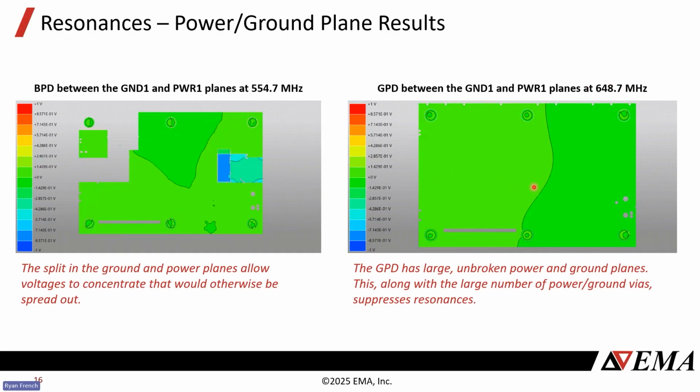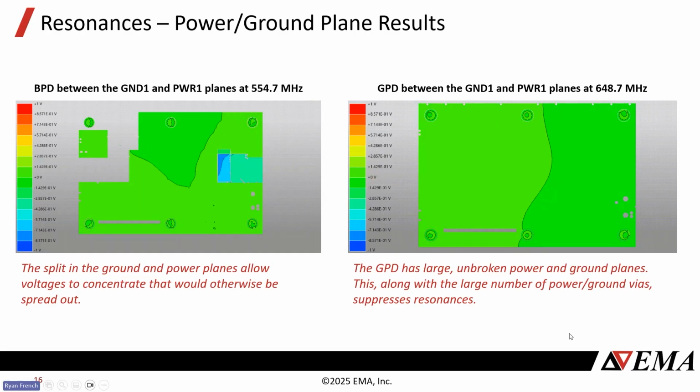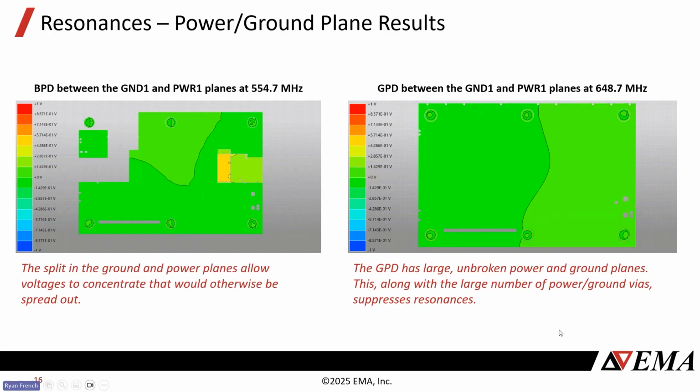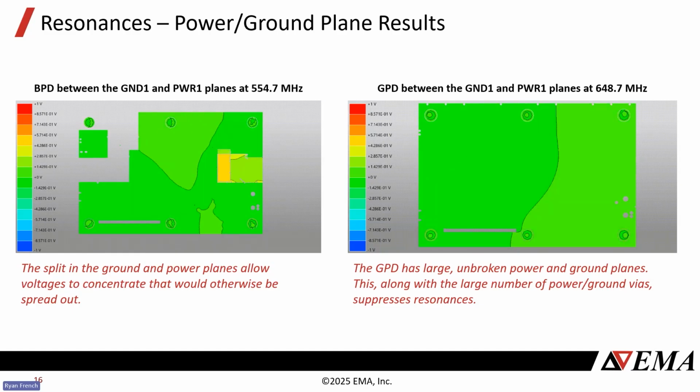And look at the colors. I mean, we're barely deviating from 0 volts here. This is a very low noise system. And that frequency might be outside of our switching range anyway, so we might not even have to care about this worst case.